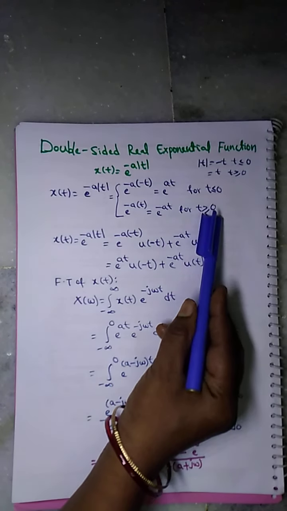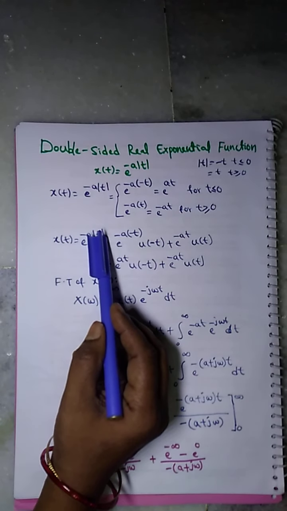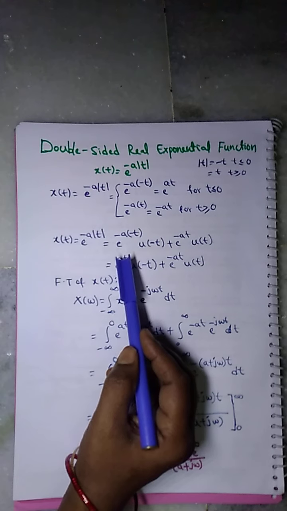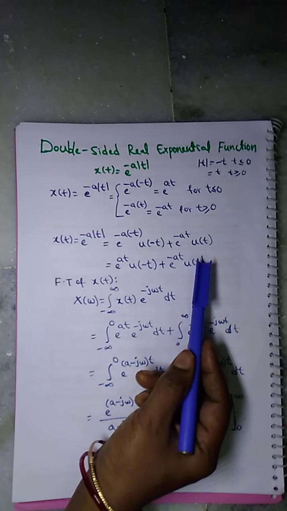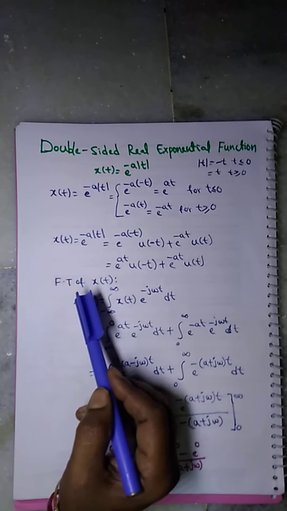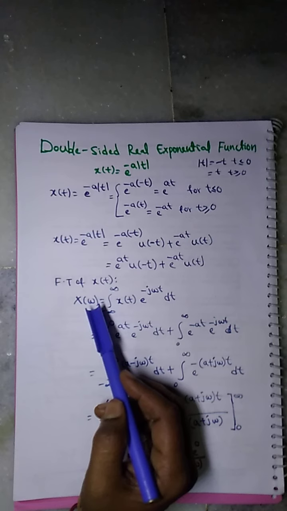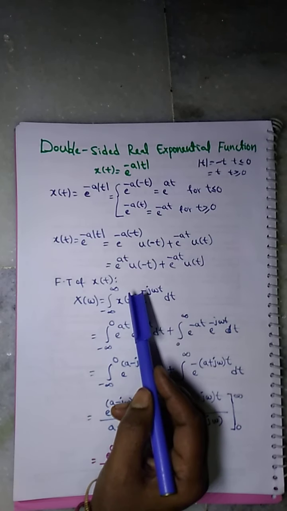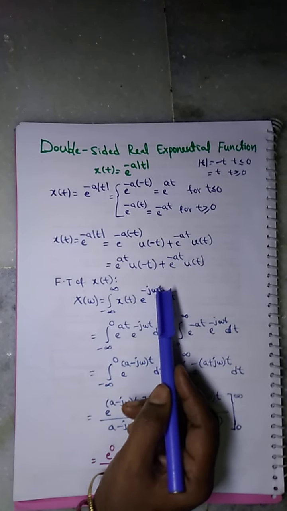So that is why this function will be multiplied with u(t), whereas the other function will be multiplied with u(-t). So e^(-a|t|) can be written as e^(at)u(-t) + e^(-at)u(t). Now we'll find the Fourier transform of x(t). It can be written as X(ω) = integral from minus infinity to plus infinity of x(t) e^(-jωt) dt.